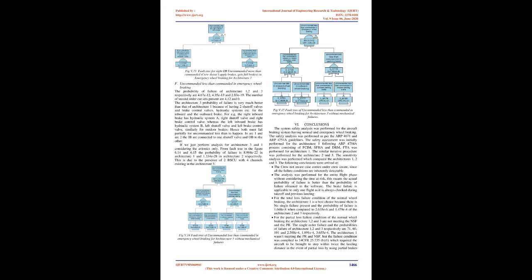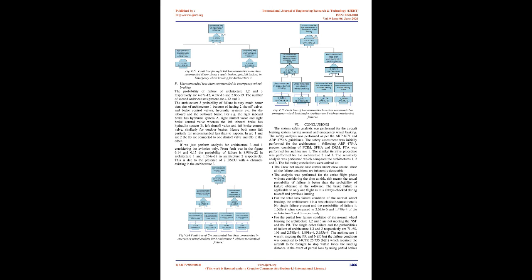Fig 6.9 and Fig 6.10 show architecture 1 powered by 2 supplies and architecture 3 powered by 1 supply. Fig 6.102: loss of the inboard motive power for architecture 3. E. Uncommanded more than commanded: crew doesn't apply brakes, gets full brakes, in emergency wheel braking. The probability of occurrence is almost the same in all the above architectures. This is because the probability of the LVDT coil, i.e.